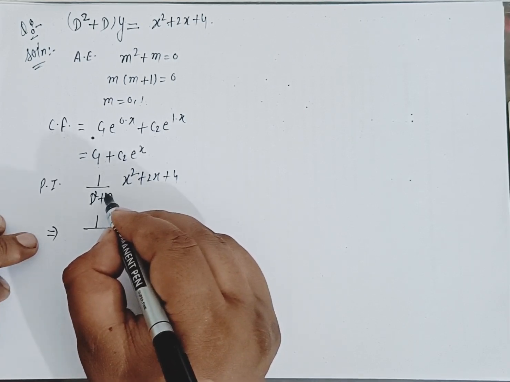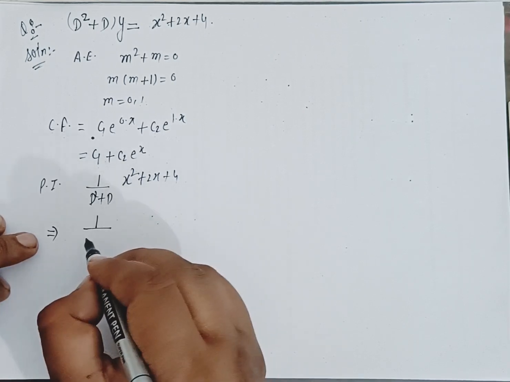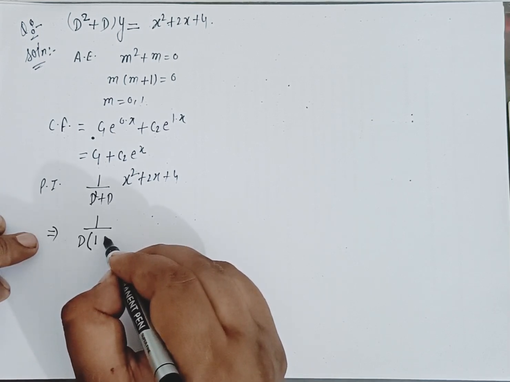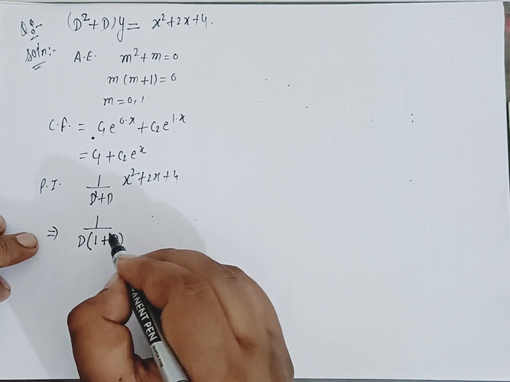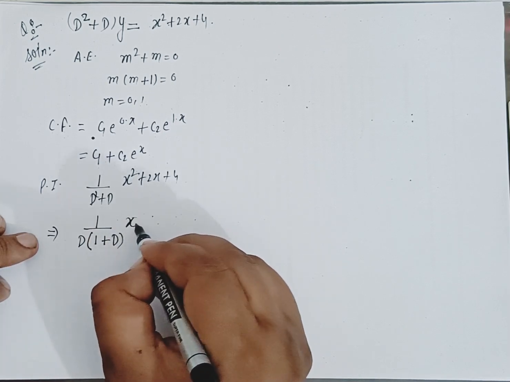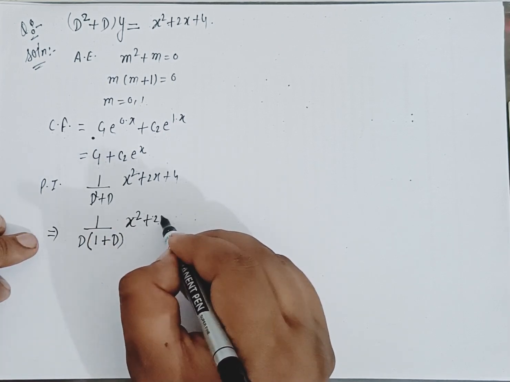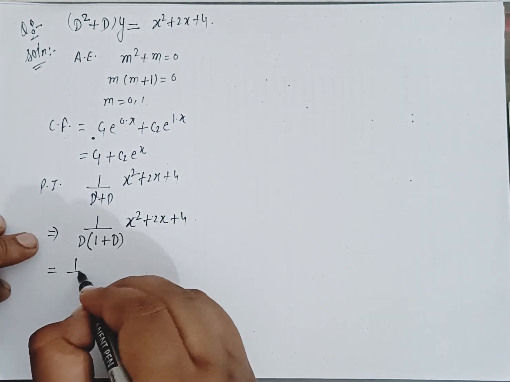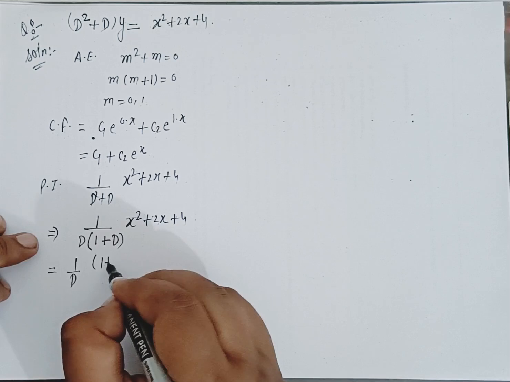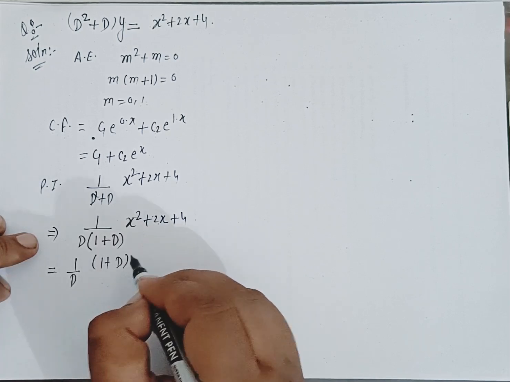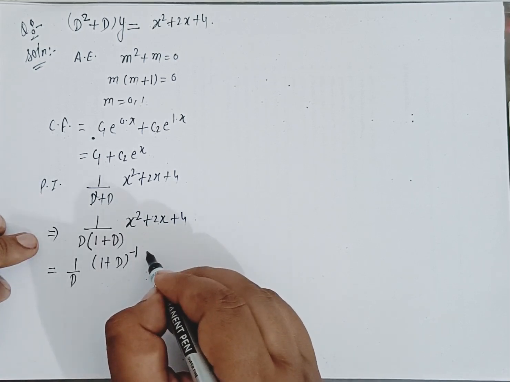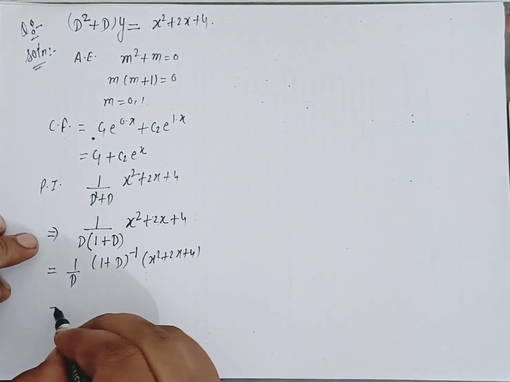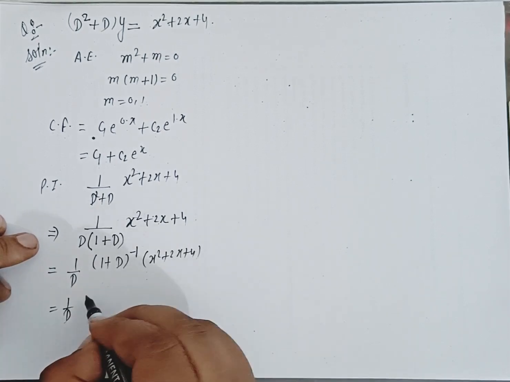So you will take the lowest degree term common, that is D. Take the D as a common, so you will have 1 plus D here, 1 plus D here. So you will be calculating as x square plus 2x plus 4, and that is 1 upon D, and 1 upon D can be written as 1 upon D minus 1, okay, and x square plus 2x plus 4. Now you need to expand this binomial expansion.